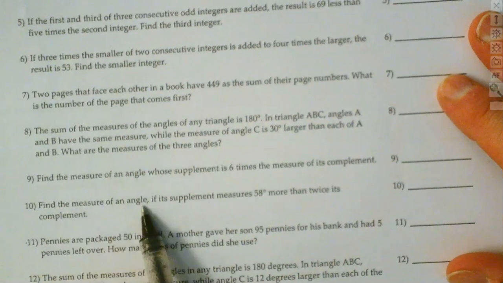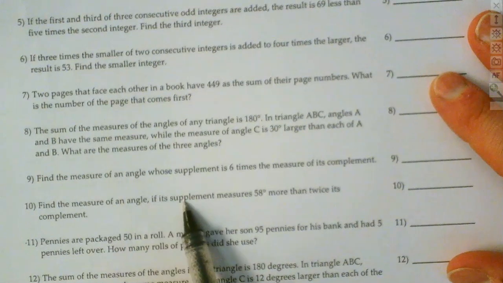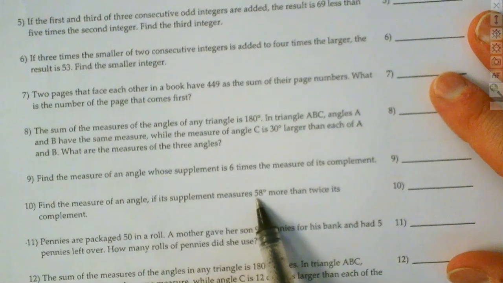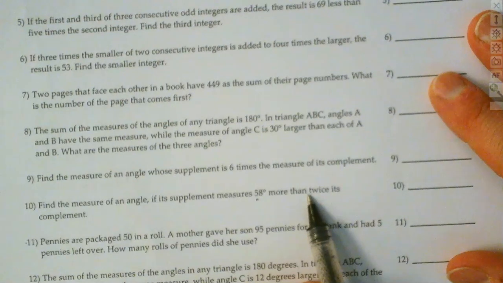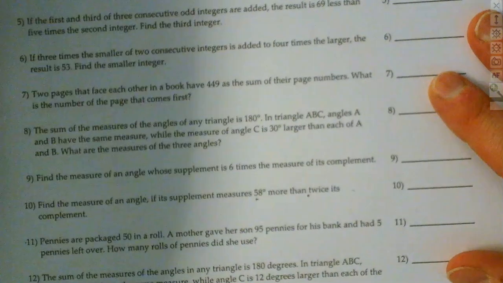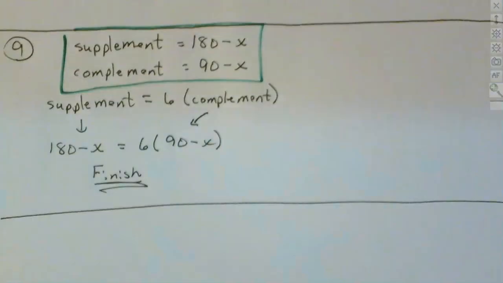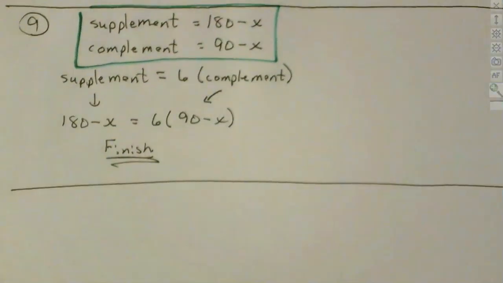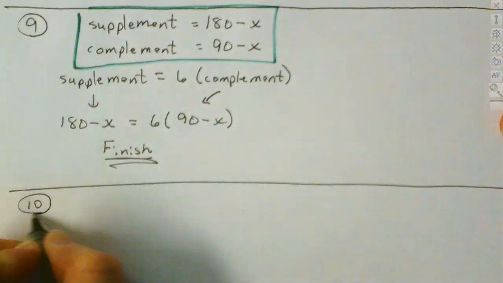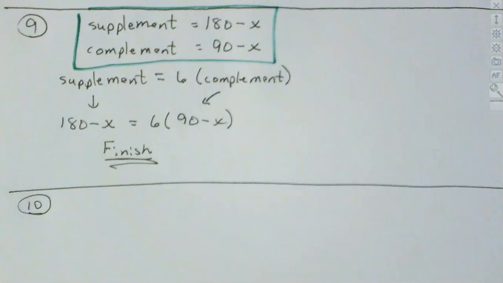Find the measure of an angle if its supplement measures 58 more than twice its complement. So, what do we need again? We need our supplement and we need our complement. They're already up here. So let's try to build up our equation.